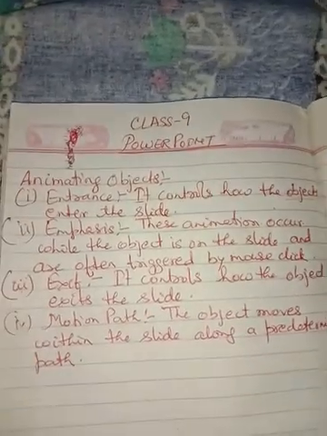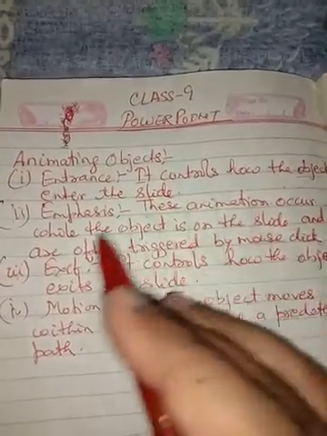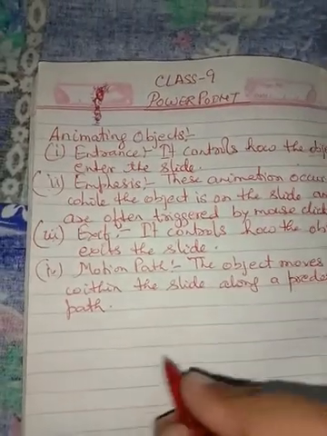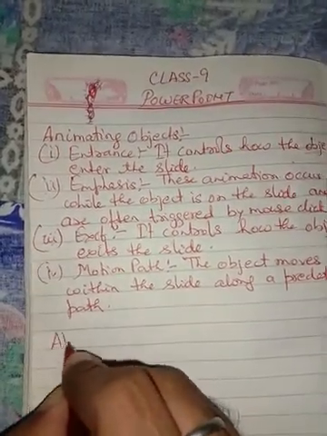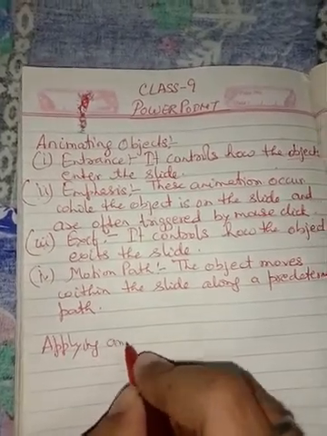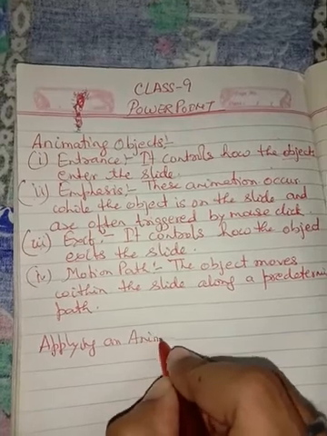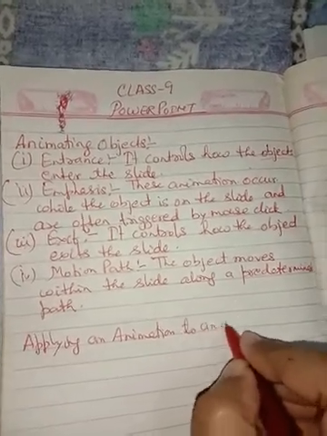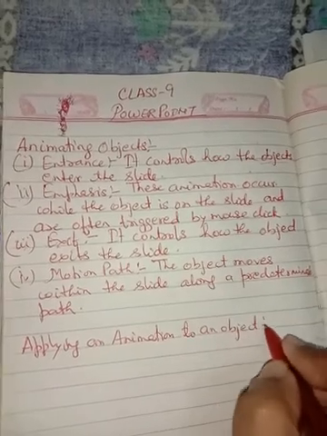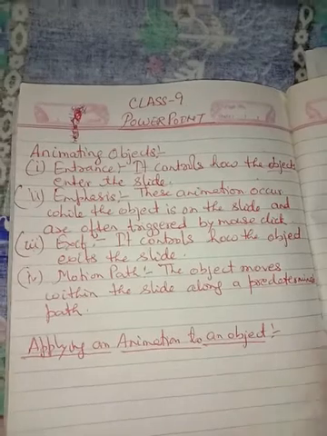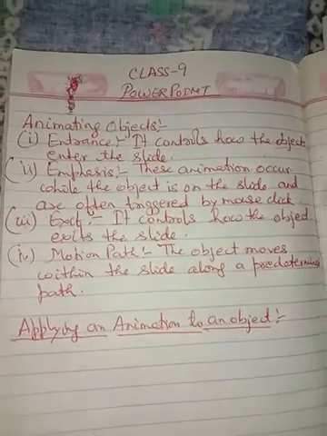So these are the different types of animations that we apply on the object. Now the next topic that we have is applying an animation to an object. What are the different steps required to apply animation to an object?